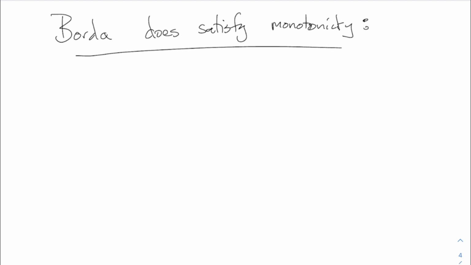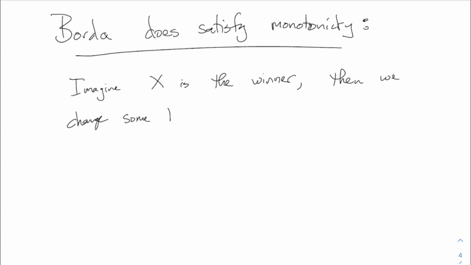Yeah. How do we know that Borda satisfies off of just one example? If there's a different example and it doesn't satisfy? Yeah, right. This is a good point. What we did was we talked about one example. Really, we need to explain this in all possible cases. Imagine any scenario. So this is how I'm going to write it. I'm going to say imagine X is the winner. And then we change some ballots to boost X, all right?